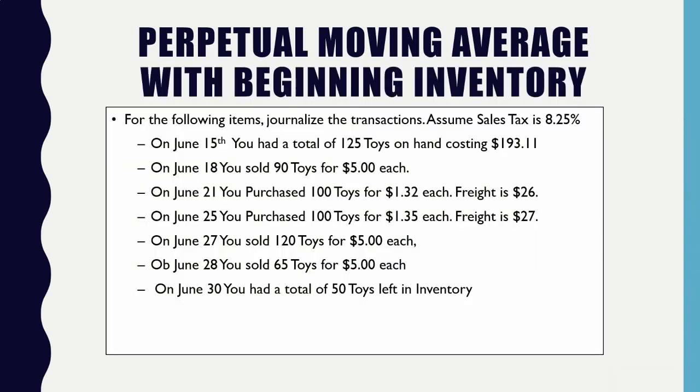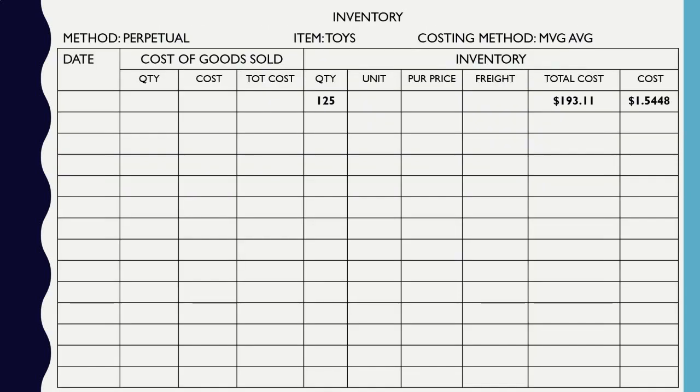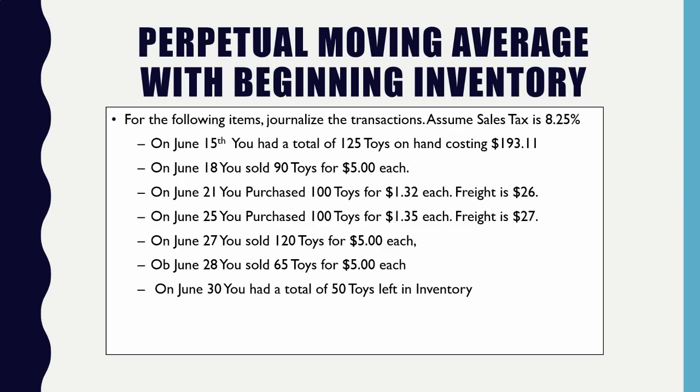Now, what happens when you have beginning inventory? Well, this one's easy because all you have to do is just transfer the amount over into your inventory on hand. So you're going to transfer the entire amount because, again, the idea is that we don't care which batch came first and which batch came last, we decided to combine everything together. You're also going to transfer everything all together. Therefore, the 125 units at that $193.11 at $1.5448. Okay. Then you're going to continue the process.